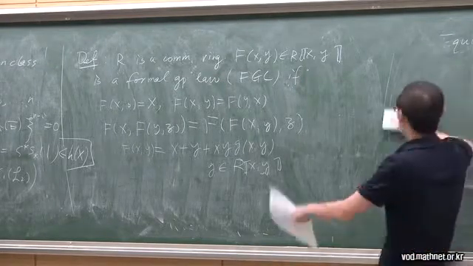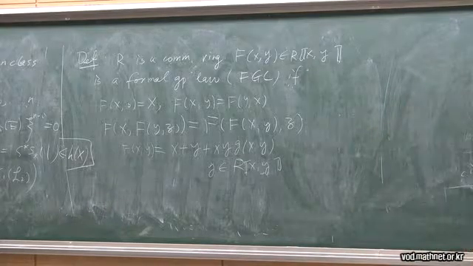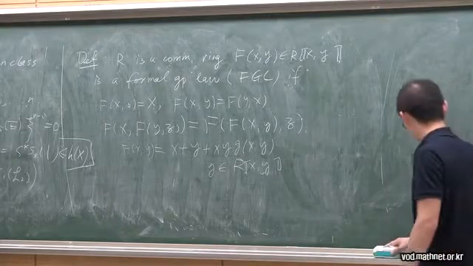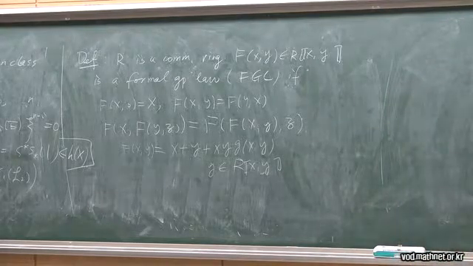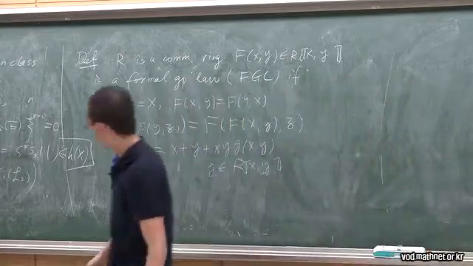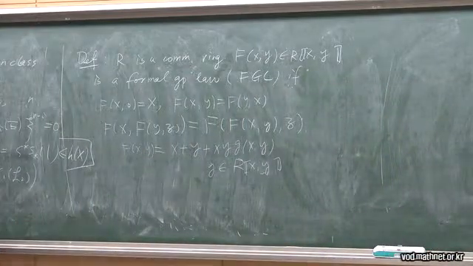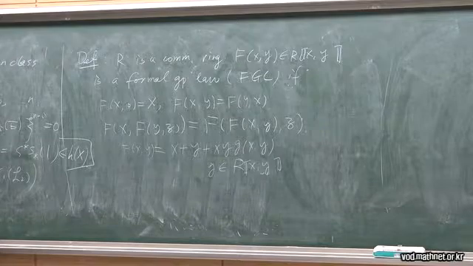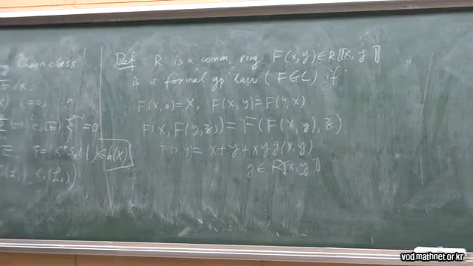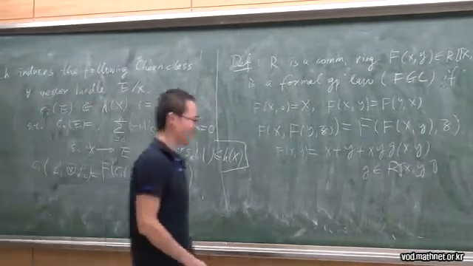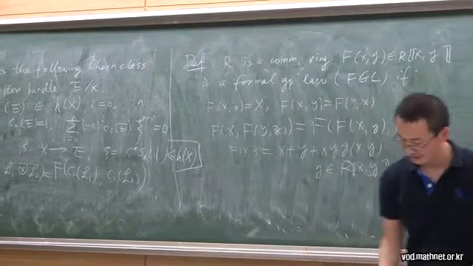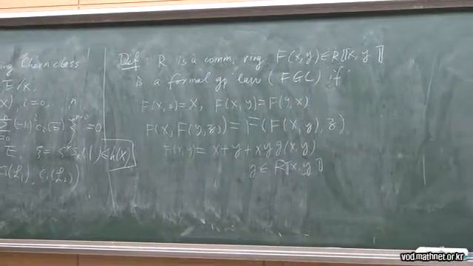So that's a formal group law, and then we say R is the coefficient ring of this formal group law. Now you have a lot of examples. Okay. So now, examples.